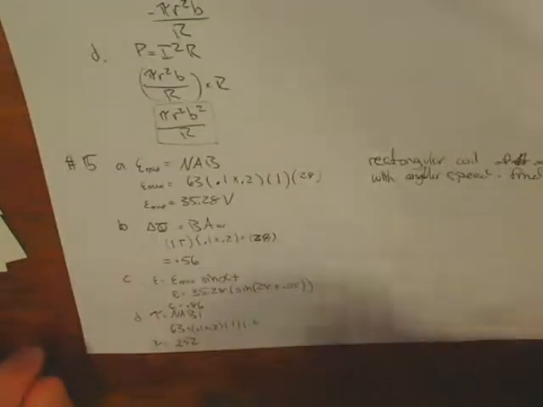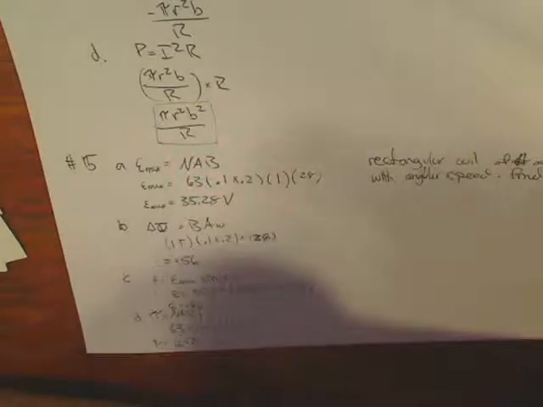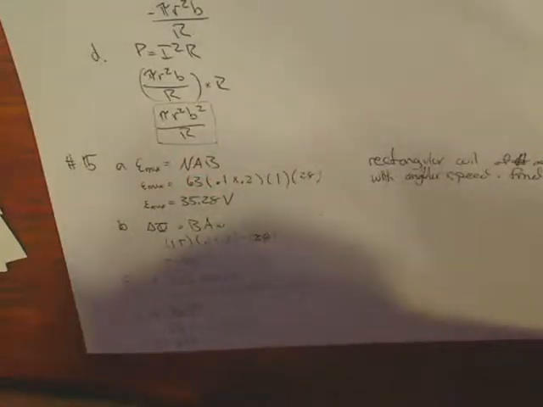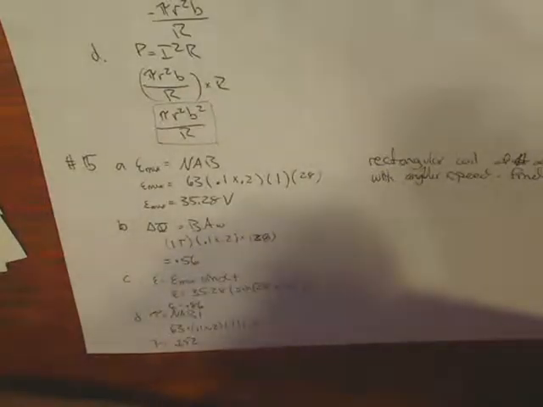Number 15, moving on, gives you a rectangular coil with a number of turns with an angular speed, and you're supposed to find 4 different things. It asks you first for the Emax, which is just going to be the number of turns times the area times the field, and that's going to be 63 given as the number of turns, the area given as length times width, 0.1 times 0.2, the field, which is just going to be 0.1 times the rotational speed, which is going to be 28. Then you're going to multiply that all together to get an Emax of 35.28 volts.